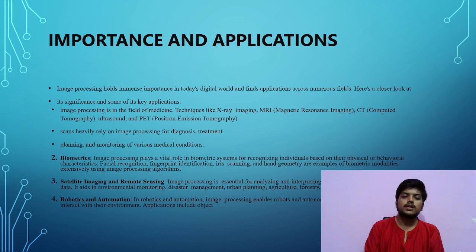Biometrics. Image processing plays a vital role in biometric systems for recognizing individuals based on their physical or behavioral characteristics. Facial recognition, fingerprint identification, iris scanning, and hand geometry are examples of biometric modalities. Image processing algorithms are extensively used. Satellite imaging and remote sensing. Image processing is essential for analyzing and interpreting satellite imagery and remote sensing data. It aids in environmental monitoring, disaster management, urban planning, agriculture, forestry, and natural resource management.